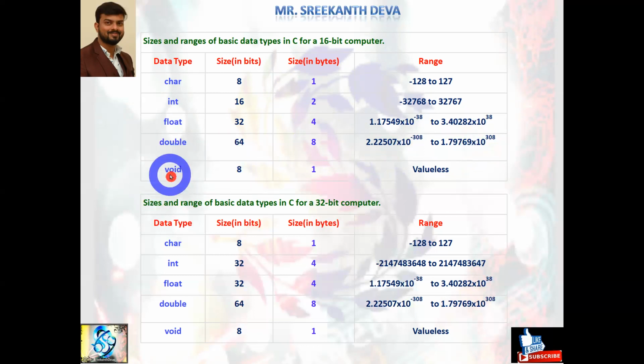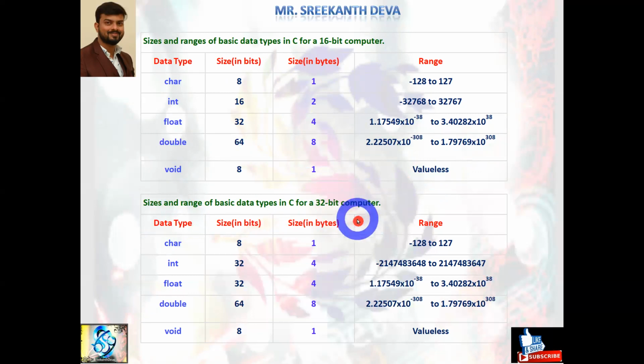Next, void is a data type. Generally it allocates 8 bits minimum. Size occupies 1 byte of memory. It is valueless. It does not consist of any value. It is an empty type.